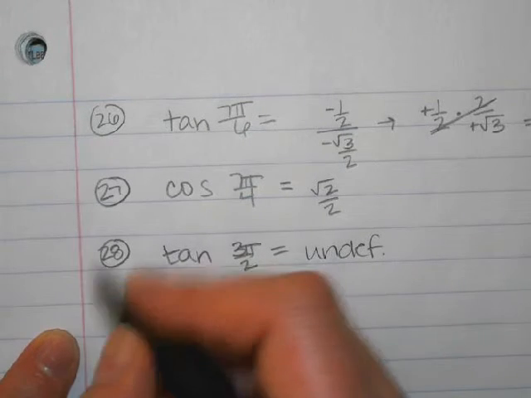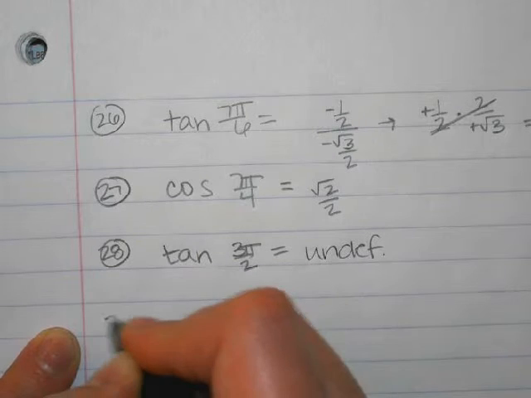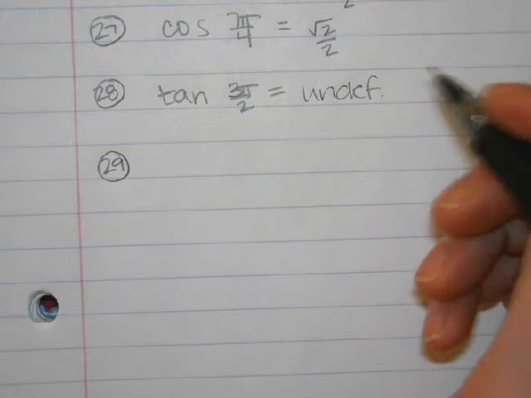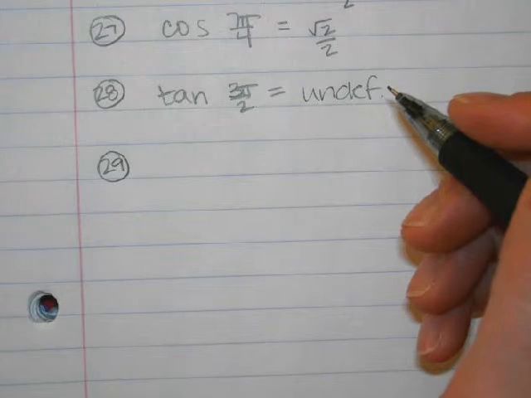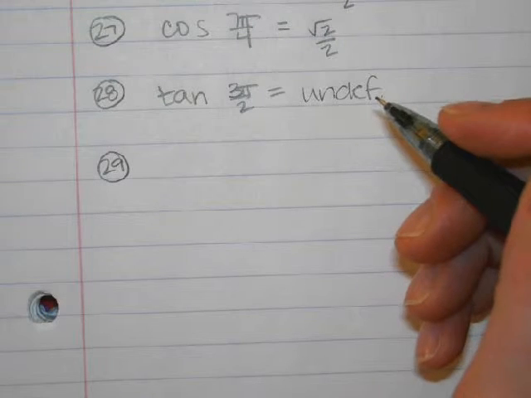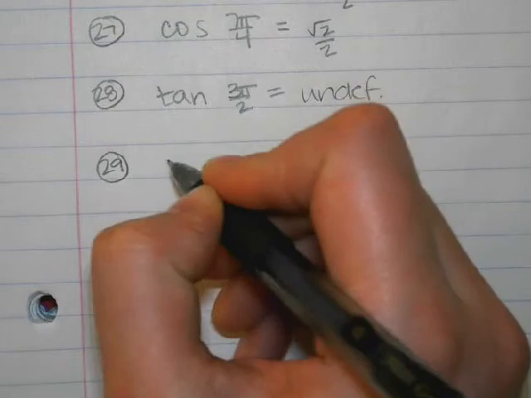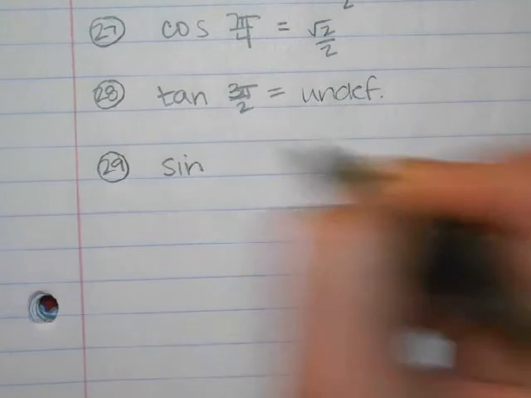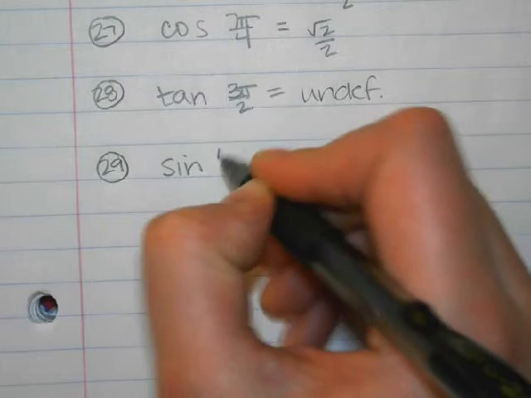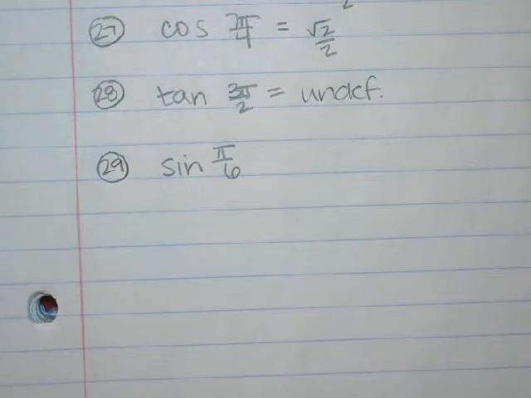All right, cover up your unit circles. No unit circle for this one. All right, sine. So don't look at your unit circle. Sine of pi over 6. You might have to sketch the unit circle so you can figure out where pi over 6 is.